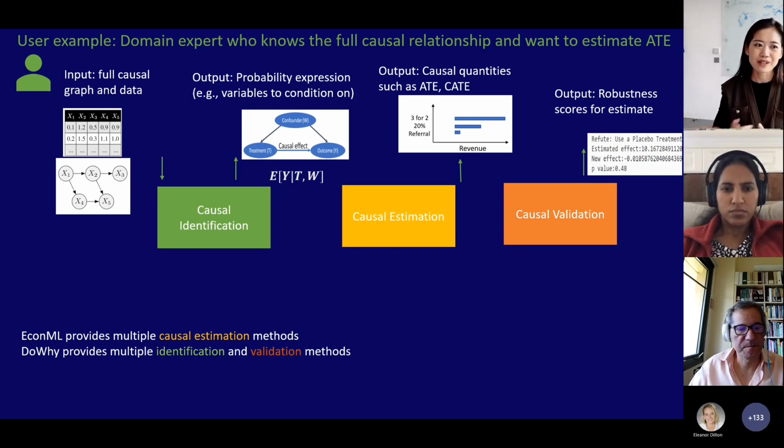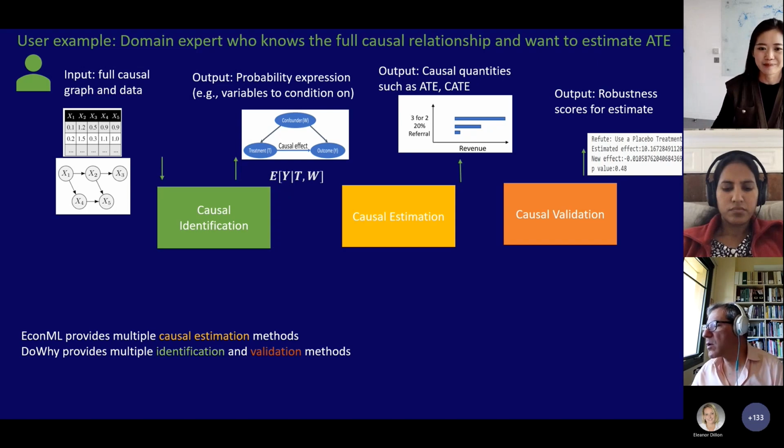Of course, the assumptions are not necessarily true, and you want to know how you can trust the result? DoWhy can also provide the function of causal validation.